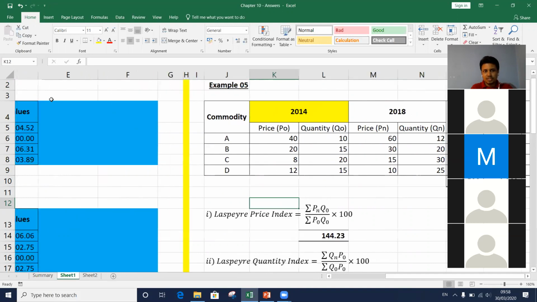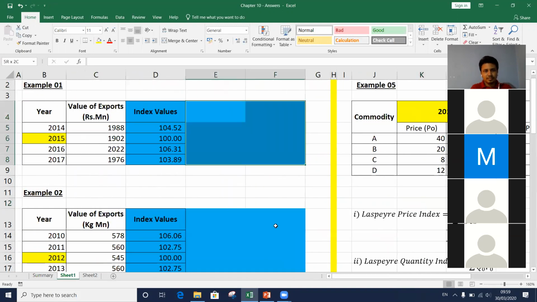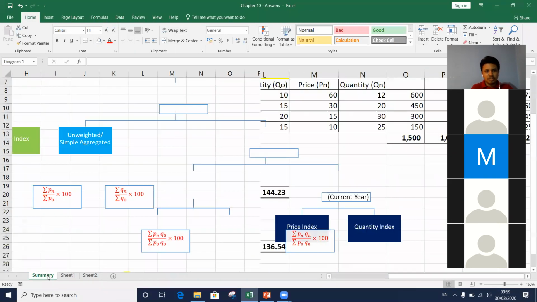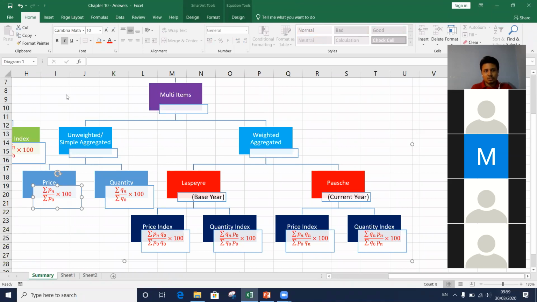Those are the things we need to discuss under index numbers, under chapter number 10. I will upload this document, and the summary is also there. I will upload it to your Google Classroom, and you can take it over there.